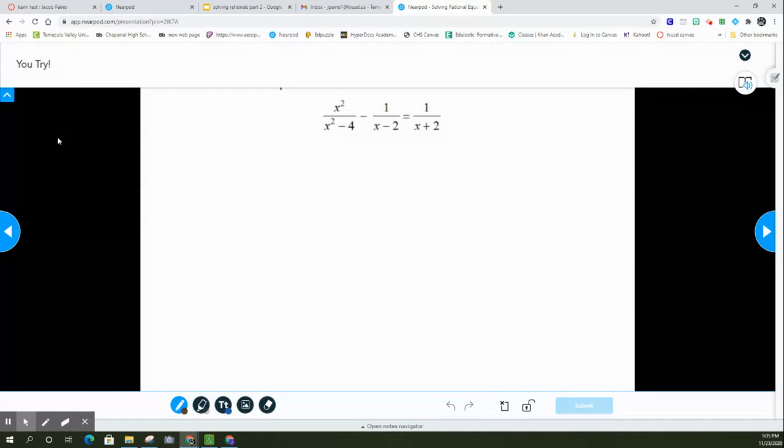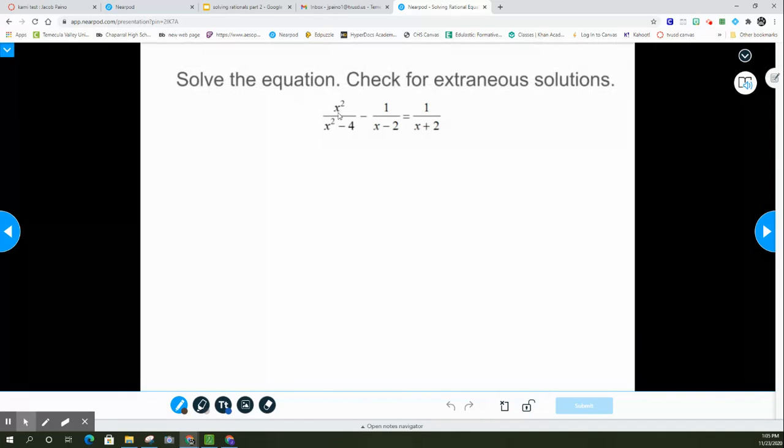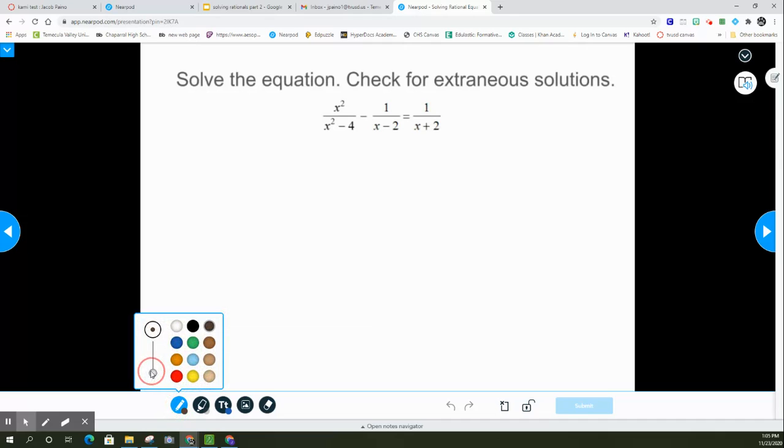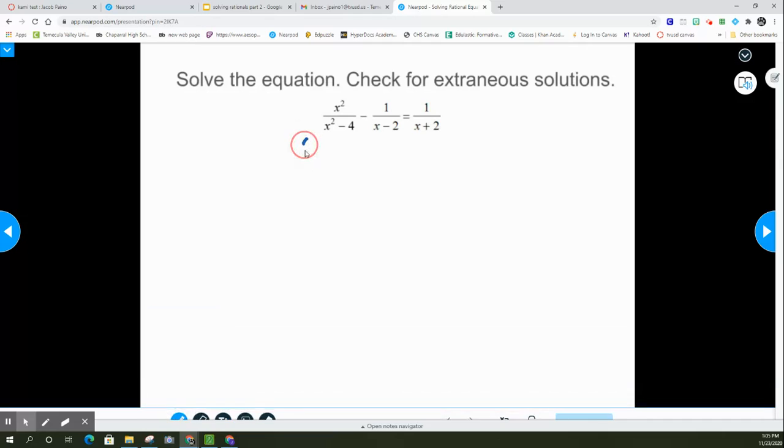So over here on this one, if I factor the x squared minus 4, that's the difference of two squares, so that's just going to be x plus 2 times x minus 2.